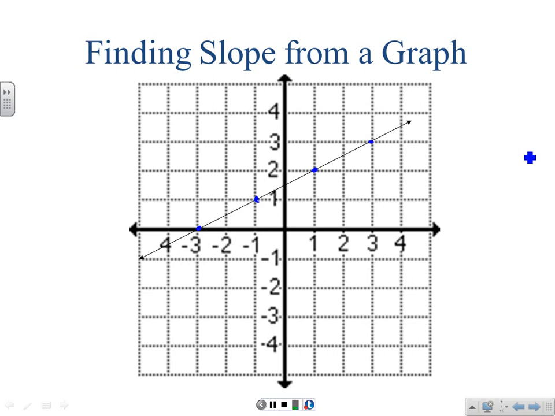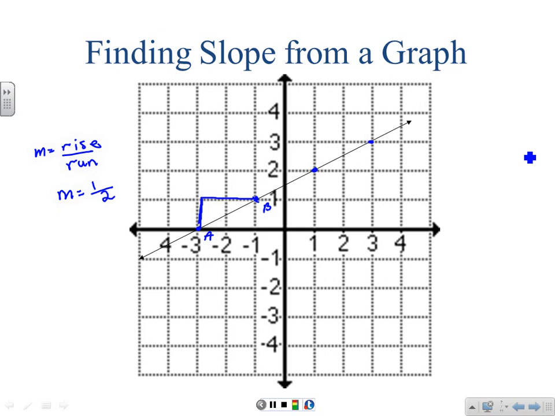So to find slope, again, slope is how many you rise over how many you run. And so what you're going to do is go to a point, and we'll say point A, and we're going to count the rise over run to the next point, which would be point B. So we would rise 1 unit, and we would run 2 units. So your slope is 1 over 2.